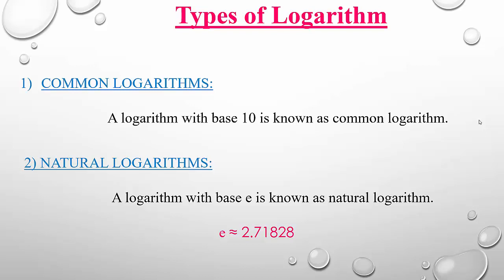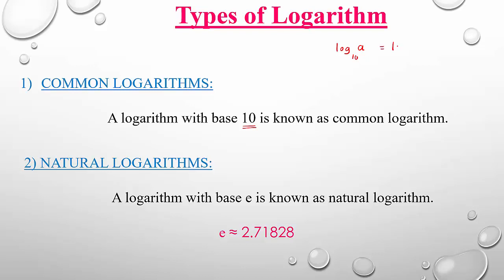Basically, logarithm is divided into two types and they are common logarithms and natural logarithms. Common logarithm means a logarithm with base 10. If it is having base 10, then it is known as common logarithm. We already know that if I consider log a to the base b, a indicates argument and b indicates base. Suppose this base is equal to 10, then we can call it a common logarithm.